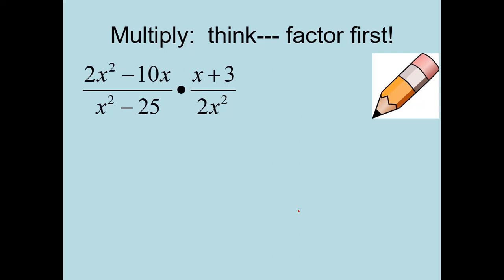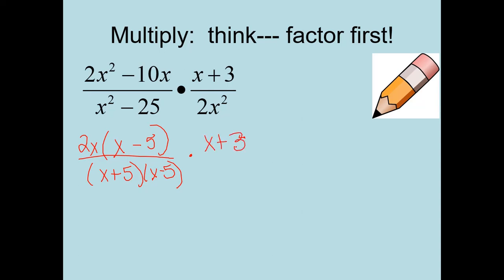So, let's try some multiplication. You gotta think first. Factor first. Okay? Don't just start canceling out stuff, because that's killing kittens. You got to factor first. So, first thing I noticed, this guy up in the top left corner here, it looks like there's a 2x common, so I'm going to factor out a 2x out of there. Leave that as x minus 5. This denominator is x squared minus 25. That's x plus 5, x minus 5. Top there is x plus 3. That doesn't simplify. And this is 2x squared.